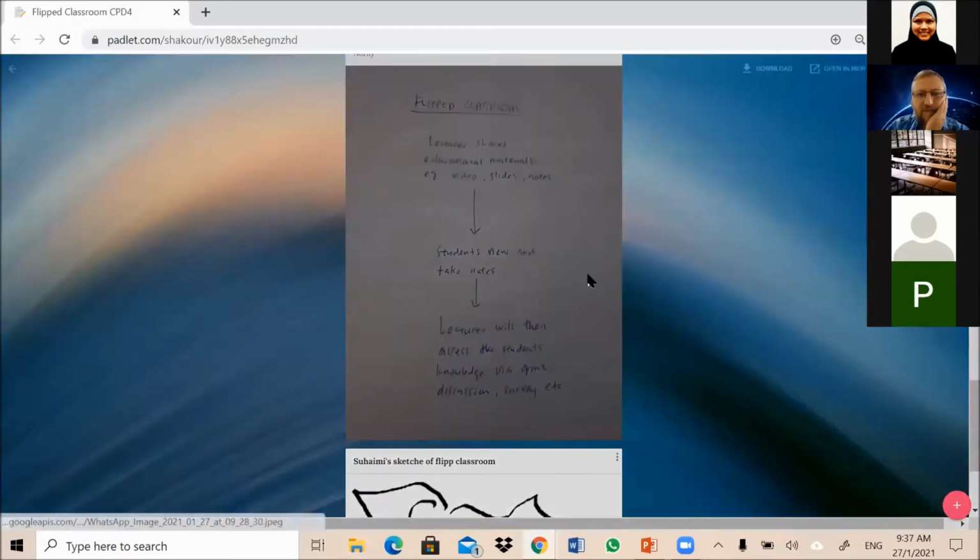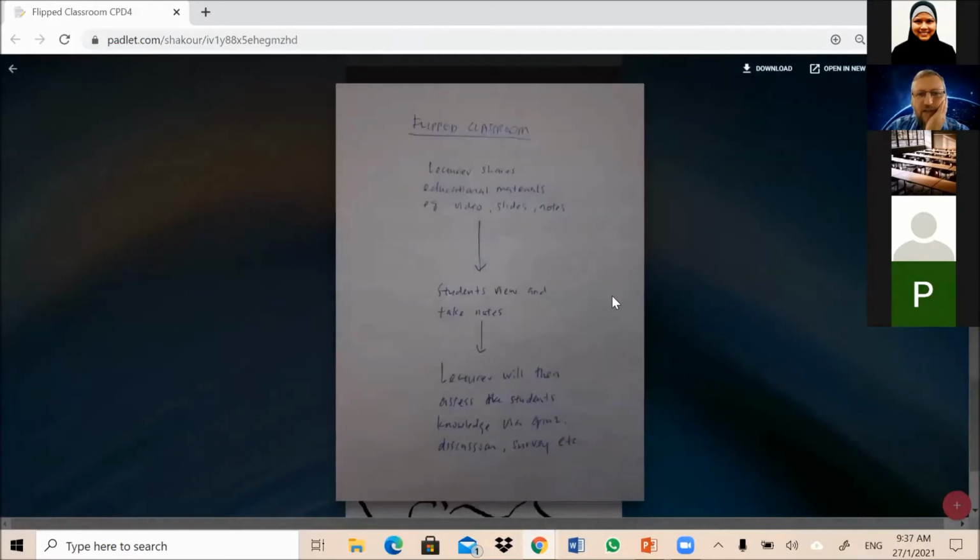Okay, this is simple. Lecture shares educational materials, video, slides. Students view and take notes. Lecture then assists the students' knowledge via.